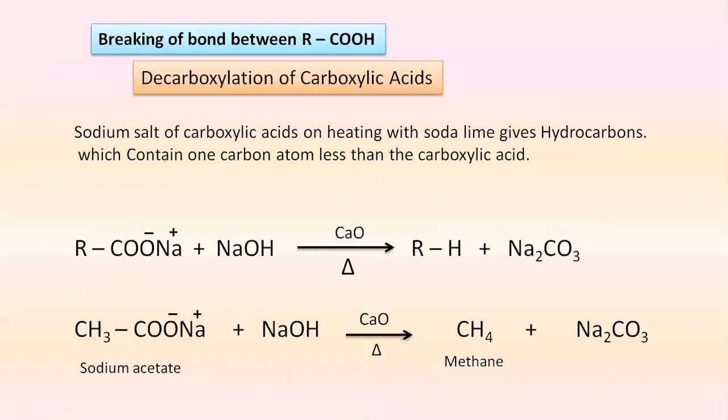And one thing you have to remember here is that the sodium salt of carboxylic acid on heating with soda lime gives a hydrocarbon which contains one carbon atom less than the carboxylic acid. Now see, sodium acetate contains 2 carbon atoms, one that is the C double bond O carbon, and one is CH3. But in the product we get CH4, which contains 1 carbon atom. So we get a product which contains 1 carbon atom less than the carboxylic acid.